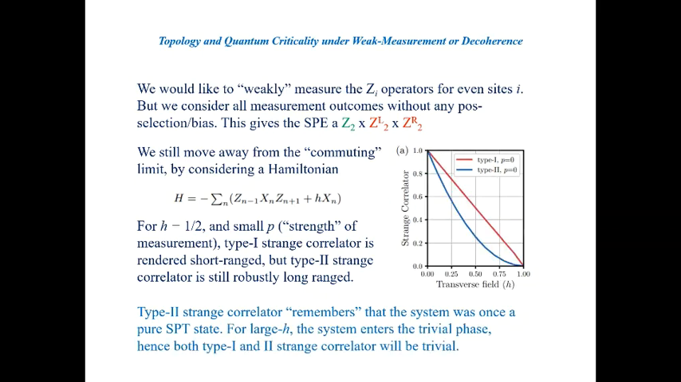Now we can plot the saturated value of the undecohered state versus h. We know that this system has a critical point at h equals 1. When h is smaller than 1, the system is an SPT state. When h is greater than 1, the system becomes the trivial state. This is the saturated value of the type one and type two strain correlators, and we can see that they both go to 0 when h is 1. So these two are a pretty accurate diagnosis to detect whether a state or ensemble is an SPT in some way or not. This is a benchmark.